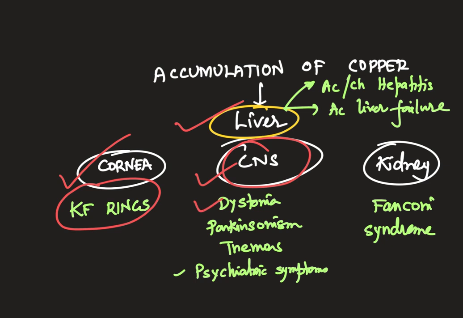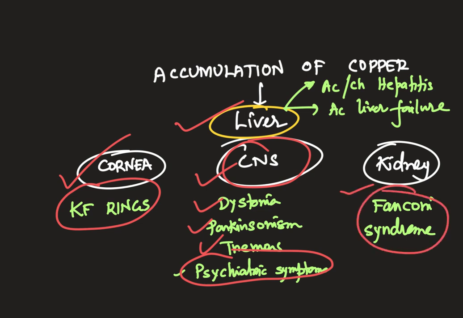And the copper could also be accumulating in the CNS, central nervous system. It could cause features like dystonia, Parkinsonism, tremors, and not only neurological symptoms, it can also cause psychiatric symptoms. Particularly in a young patient, if you are getting features of liver disease plus neuropsychiatric symptoms, you should always think about Wilson disease. And in the kidney, it can also cause a syndrome which is known as Fanconi syndrome.